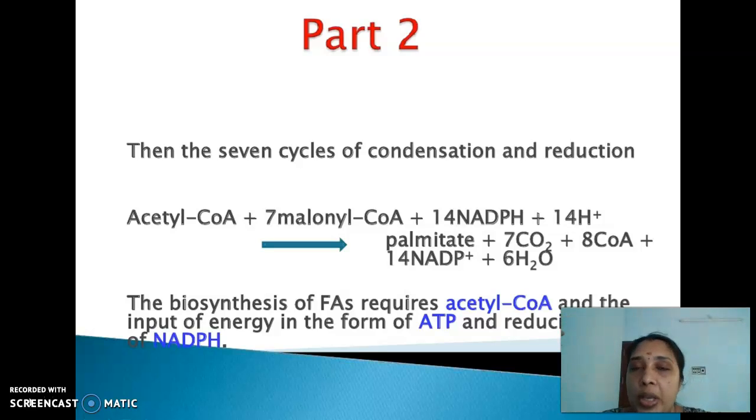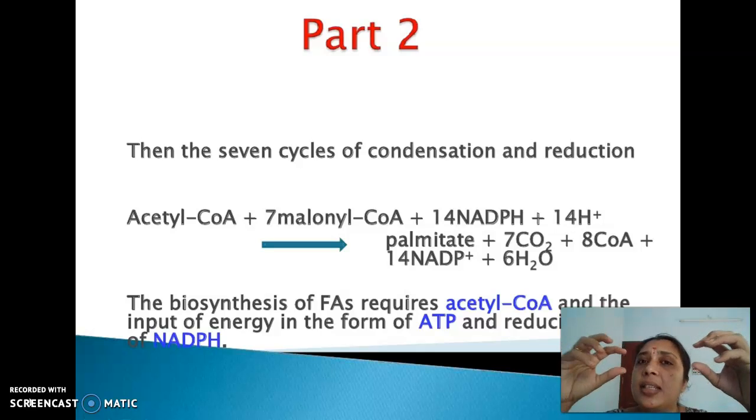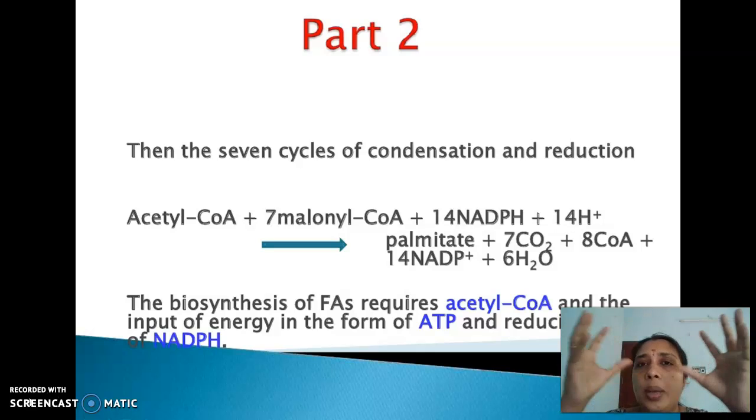For example, in the first round, we have one molecule of acetyl-CoA and one molecule of malonyl-CoA. Even though acetyl-CoA is coming in the form of malonyl-CoA, the third carbon, that is the carbon dioxide, will not be involved in the elongation step. Once the malonyl-CoA enters into the synthetic pathway, the first step happening is a decarboxylation. So that ultimately there is the condensation between two acetyl-CoA molecules.